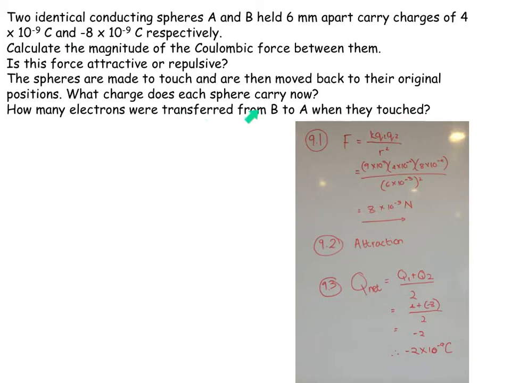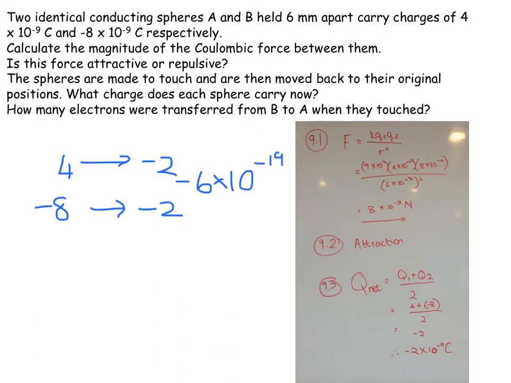How many electrons were transferred from B to A when they touched? Well, either way I can do this, I can go from 4 to negative 2, or I could go from negative 8 to negative 2. Either way, I'm transferring 6 times 10 to the negative 9, and obviously I'm becoming more negative, negative 6 times 10 to the negative 9 coulombs.